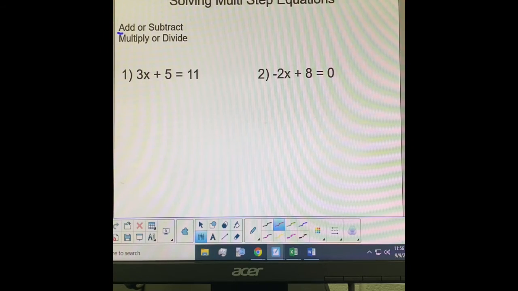When we're solving multi-step equations, you need to isolate the variable. You need to add or subtract first. You need to multiply or divide second.